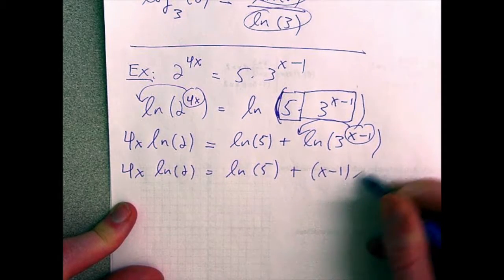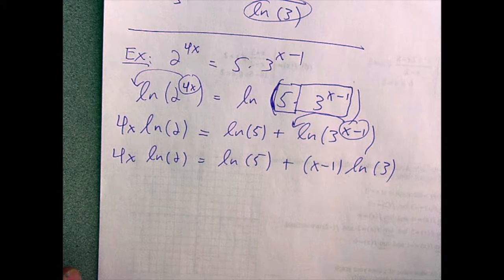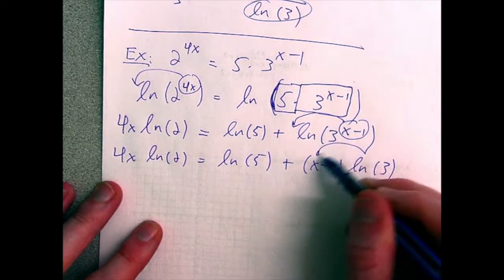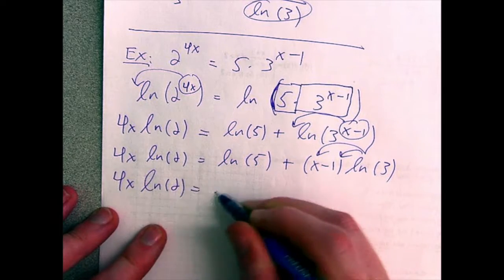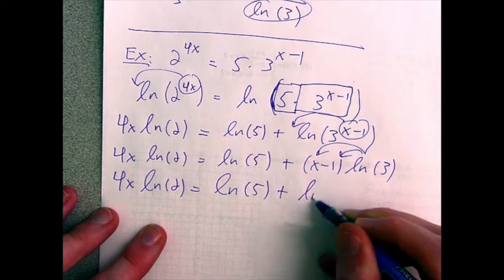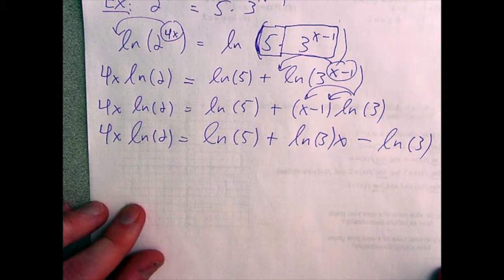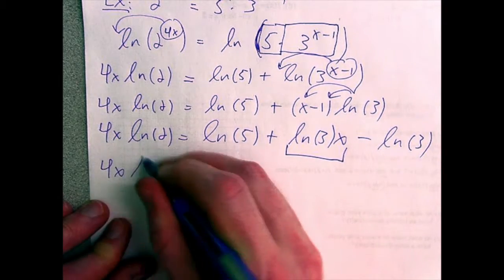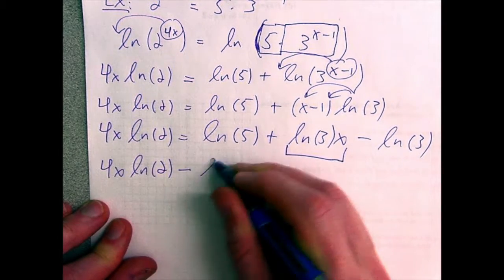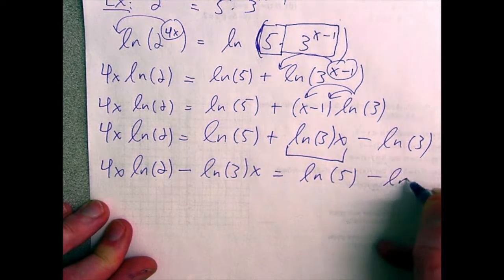x minus 1 times natural log of 3. Now we just have to get the x by itself. I suppose that one thing you could do first is distribute the natural log of 3. 4x times natural log of 2 is equal to natural log of 5 plus natural log of 3 times x minus natural log of 3. To get the x by itself, of course, we have to bring all of the x terms to one side of the equation. So I will subtract this term from both sides. I get 4x times natural log of 2 minus natural log of 3 times x equals natural log of 5 minus natural log of 3.